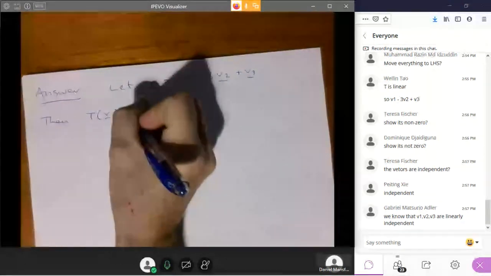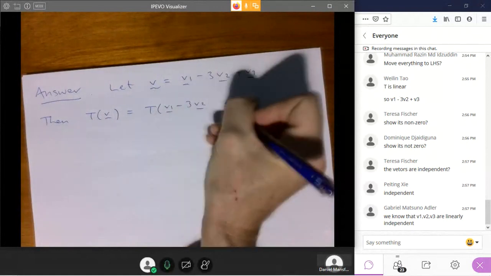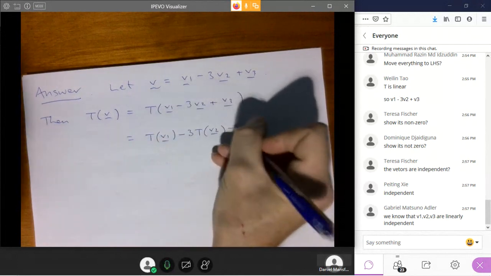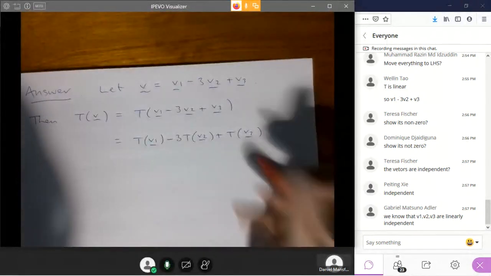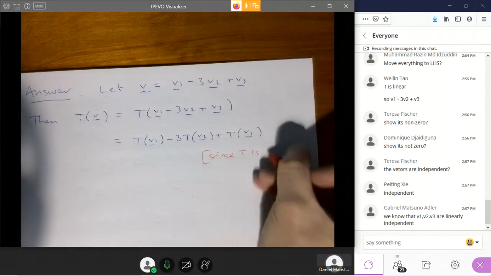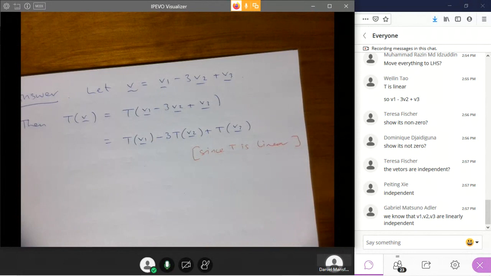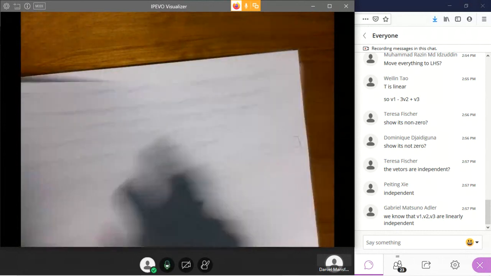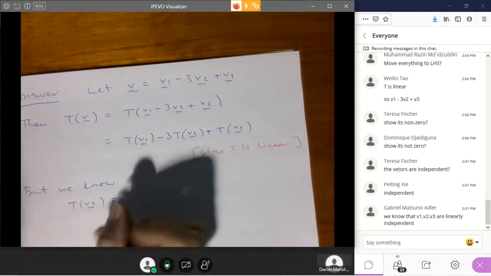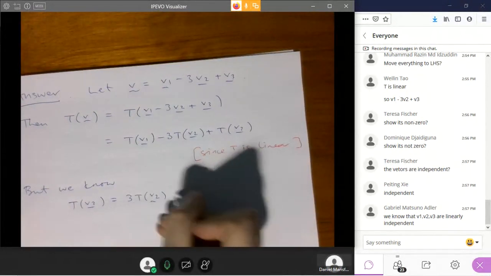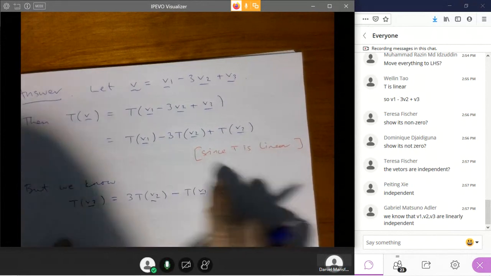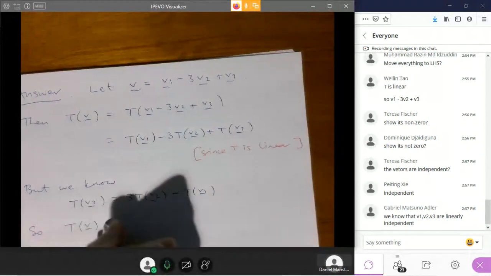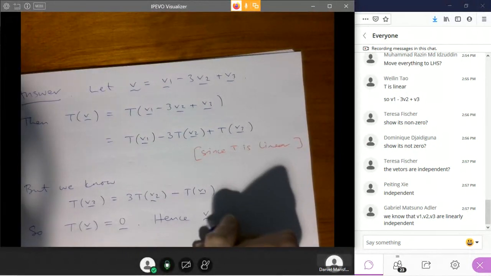Then I can say, what's T of v? First of all, I'll prove that it's in the kernel. So T of v is T of v1 minus 3v2 plus v3, and that's T of v1 minus 3 T of v2 plus T of v3. And I'll put a bit of an explanation in the margin, since T is linear. But we know, let's write down the equation that was given, that's this one here, that T of v3 equals 3T of v2 minus T of v1. And if you substitute that in, you've got T of v1 minus 3T of v2 plus 3T of v2 minus T of v1. So that equals 0. And hence, that means that v is in the kernel of T.